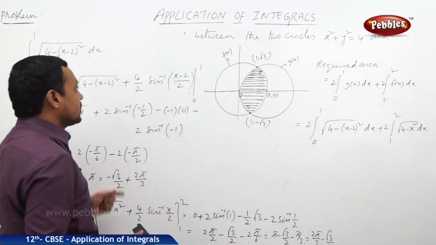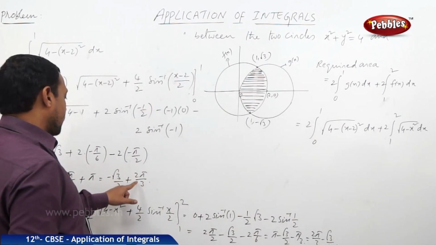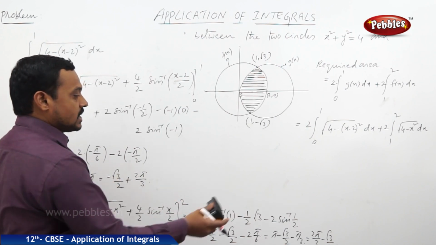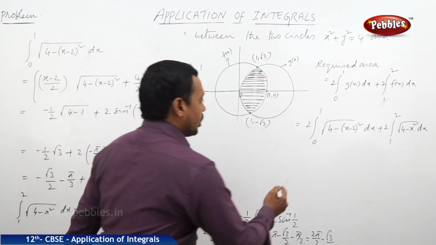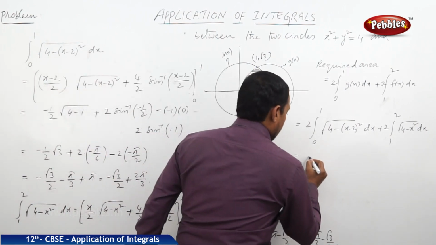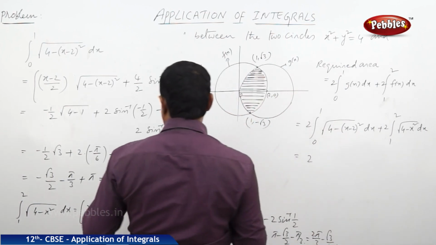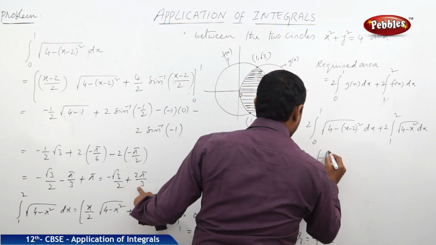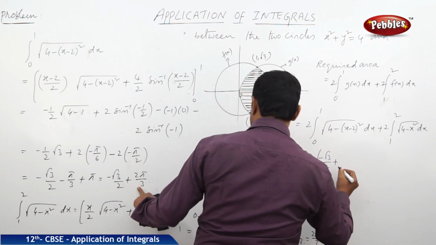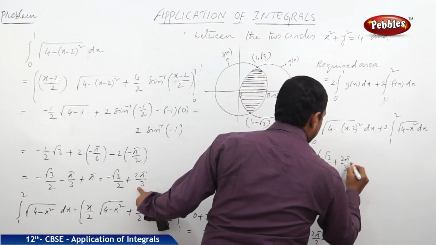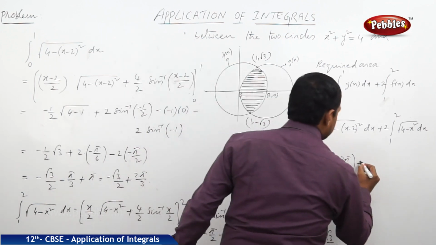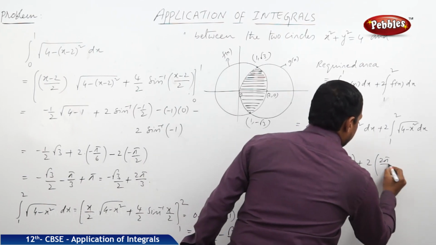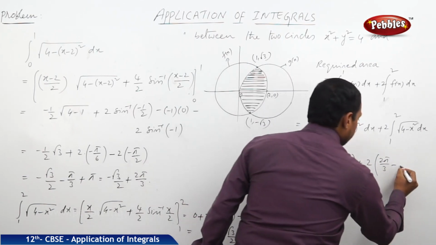Therefore, the first integration value is 2 pi by 3 minus root 3 by 2, and the second integration value is also the same, 2 pi by 3 minus root 3 by 2. Now substitute both here. 2 into this integral value is equal to minus root 3 by 2 plus 2 pi by 3, plus 2 times this integral value, which is 2 pi by 3 minus root 3 by 2.